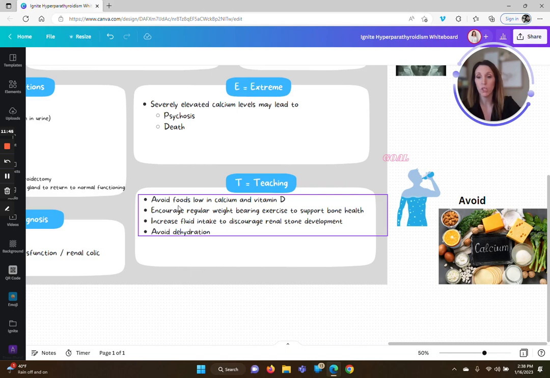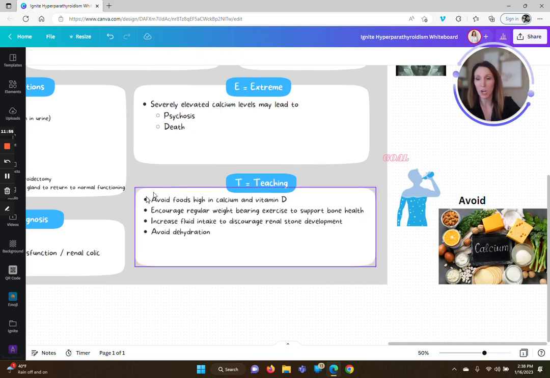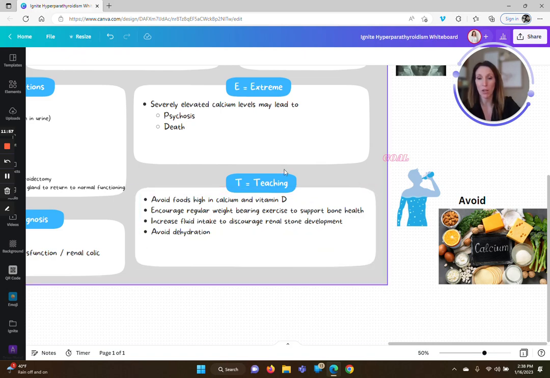Okay, so what can we teach our patient with hyperparathyroidism? We can teach them to avoid foods that are high in calcium and vitamin D. And we can encourage regular weight-bearing exercise to support bone health. So if we're exercising, that does help our bones, and that would be something to recommend. We don't want them to do anything strenuous that might, of course, cause them an injury, but regular, normal weight-bearing exercise.